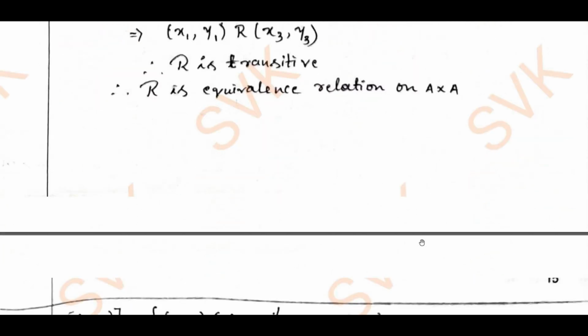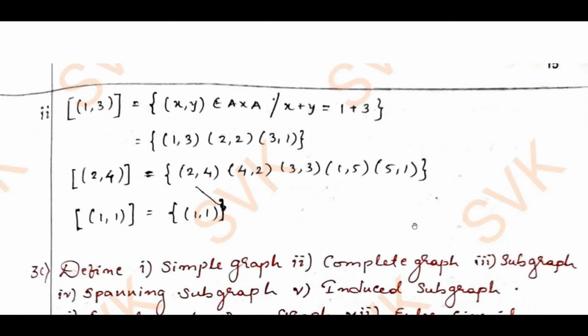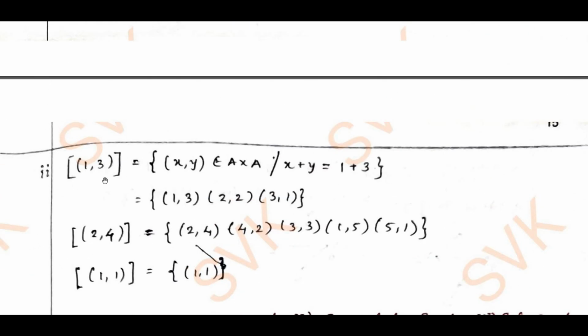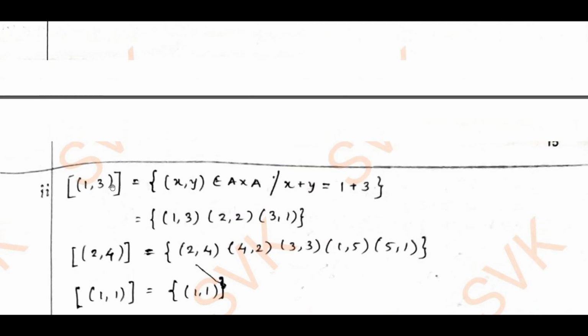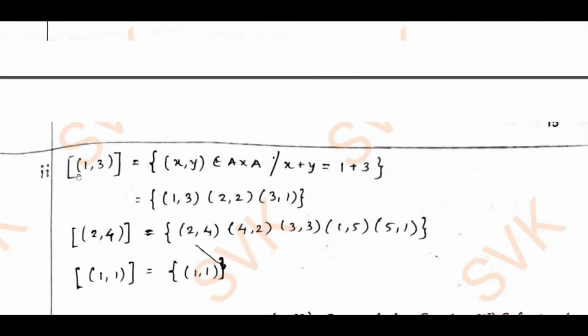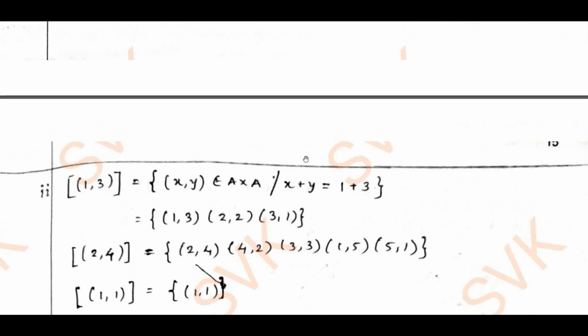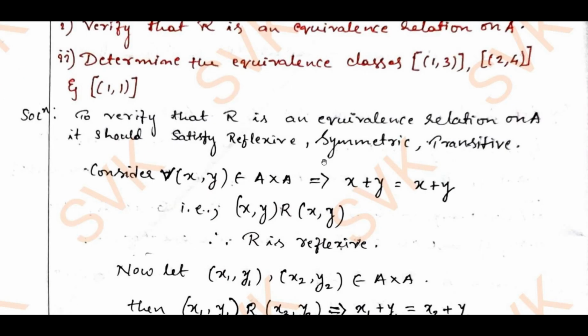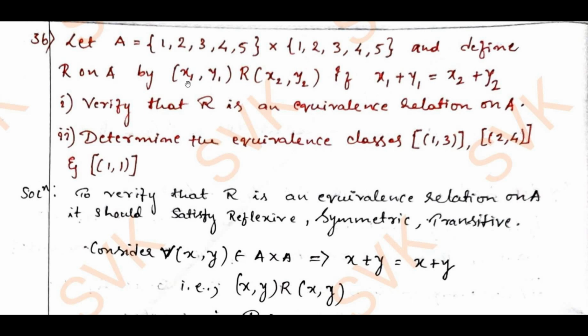Now we will go with finding the equivalence class of the values they are given. So the equivalence class of (1, 3) I need to find. So I need to search for the values such that, using the definition they have given, (x, y) belongs to A cross A is defined as what? x plus y, right? Yes, that is the definition they have provided.